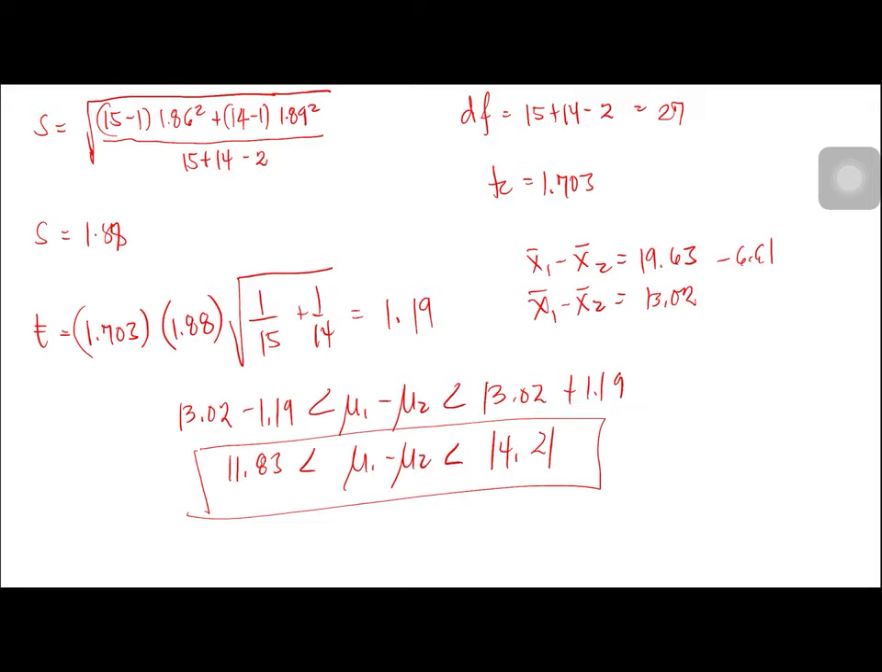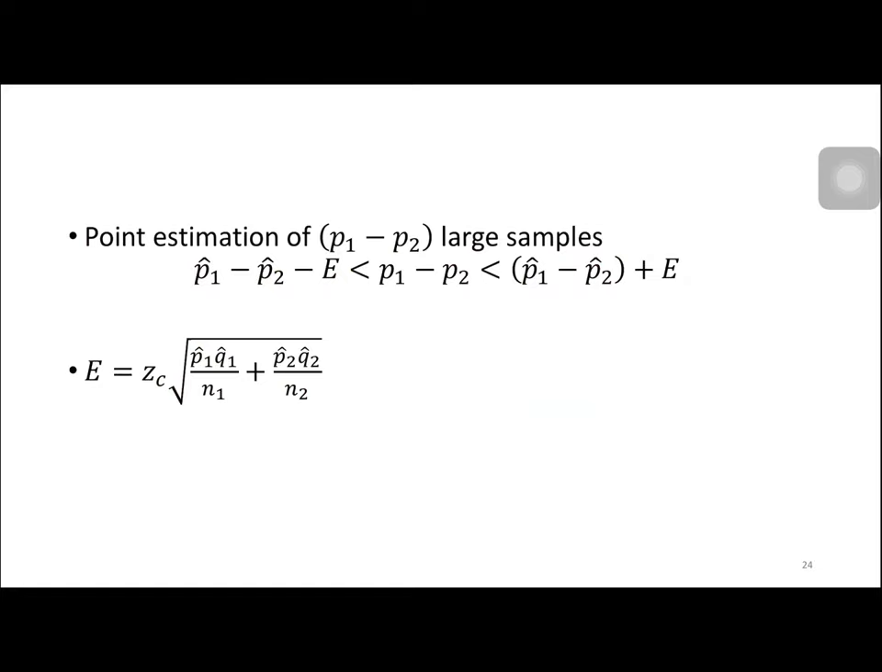Okay, so we have here the point estimation of p1 minus p2 for large samples. We have there the difference between two point estimates, p hat plus minus E. And then E is equal to zc times the square root of p hat 1 q hat 1 over n1 plus p hat 2 q hat 2 over n2.